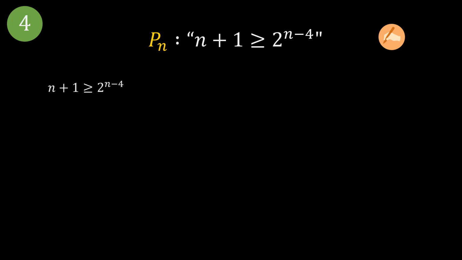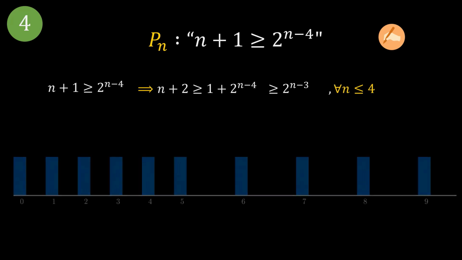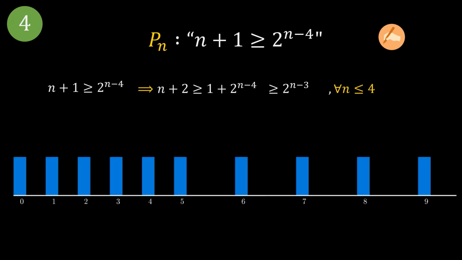If n plus 1 is greater than or equal to 2 to the n minus 4, we add 1 to both sides. We get n plus 2 greater than or equal to 1 plus 2 to the n minus 4. Is this greater than 2 to the n minus 3? Only if n is less than or equal to 4. This means that the induction step is true only up to 4.